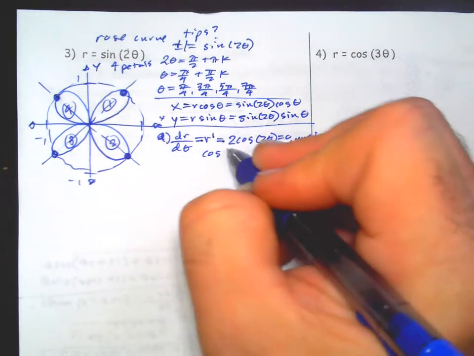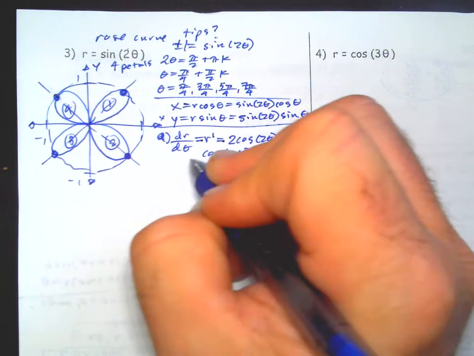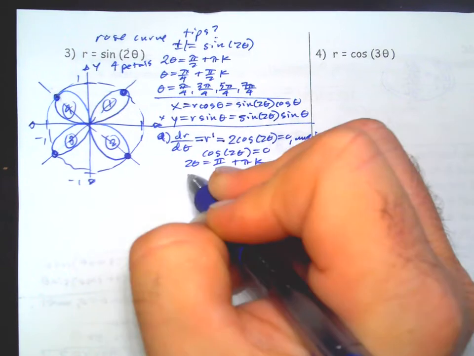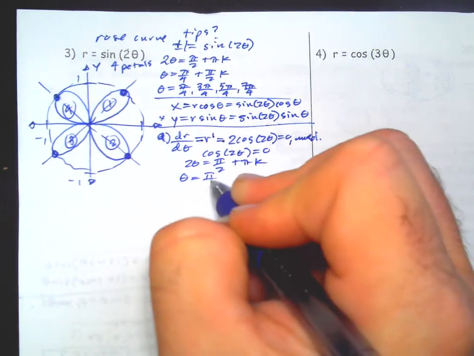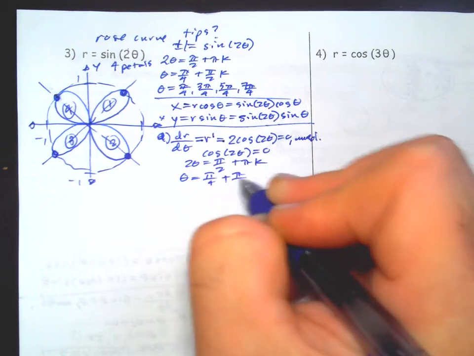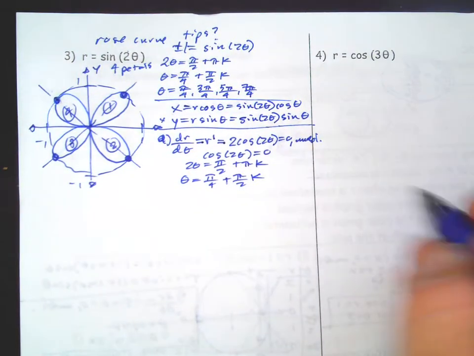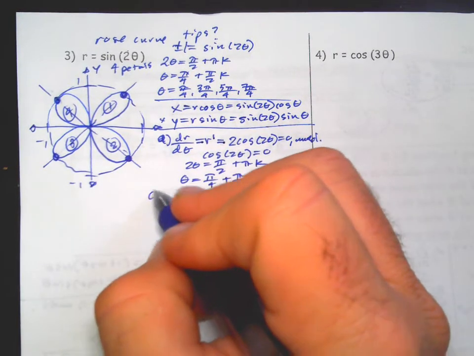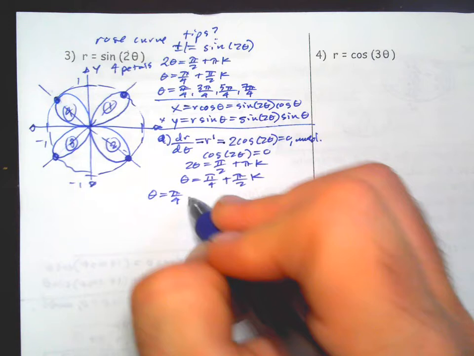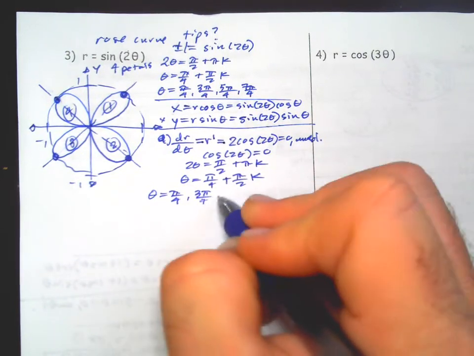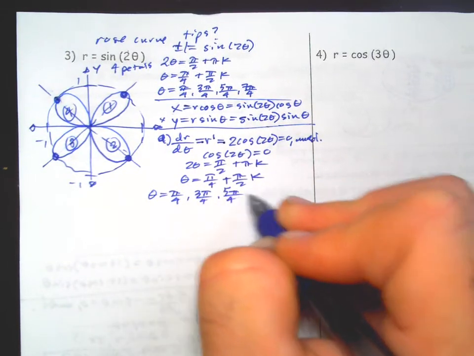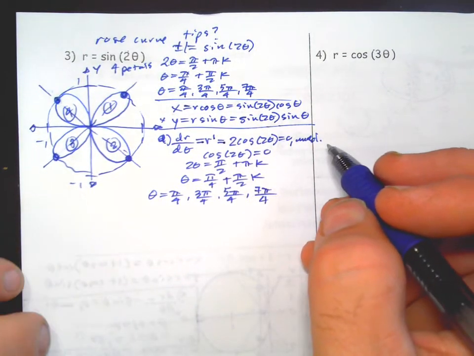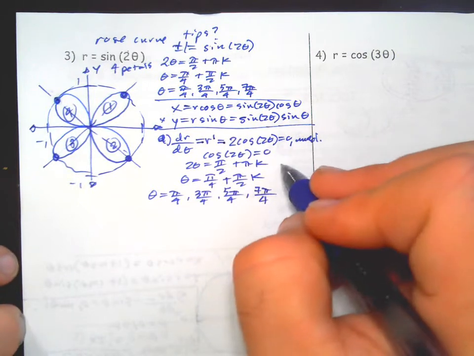So cosine 2 theta equals 0. So 2 theta equals pi over 2 plus pi k. And theta equals pi over 4 plus pi over 2 k. And this should look familiar because the max r's are the ends of the tips of the flowers, which is what we already found to graph it. So pi over 4, 3 pi over 4, 5 pi over 4, 7 pi over 4. So we actually expect all of these to be the locations, because we make a table with these.